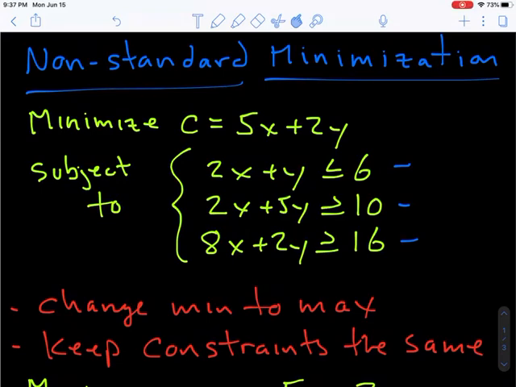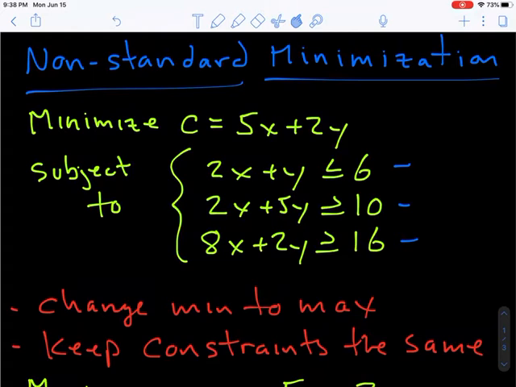In this video, I'm going to do a non-standard minimization problem. So we want to minimize c equals 5x plus 2y subject to these three constraints. Now you'll notice that we have mixed constraints. The first inequality is a less than or equal to. The second inequality is greater than or equal to, and the third is also greater than or equal to. This makes it mixed constraints because some of them are less than or equal to, some of them are greater than or equal to. So because we have a minimization with mixed constraints, it makes it a non-standard minimization problem.